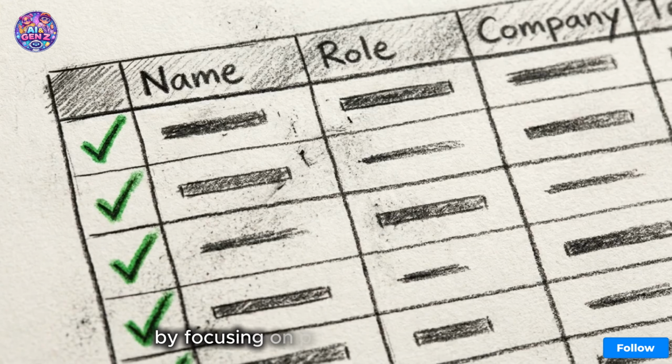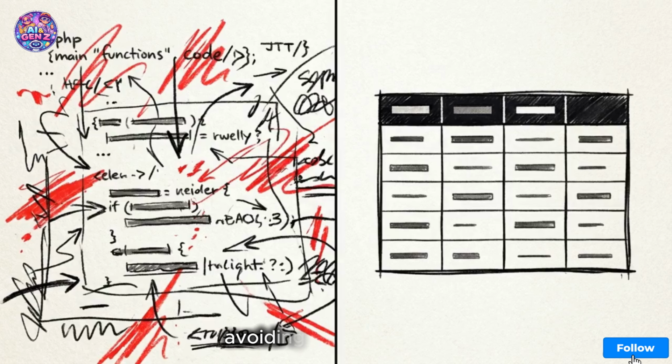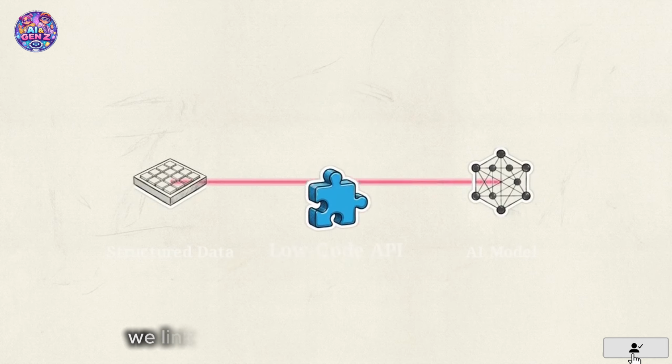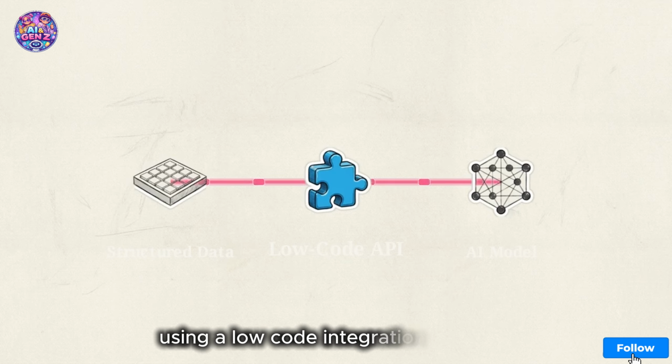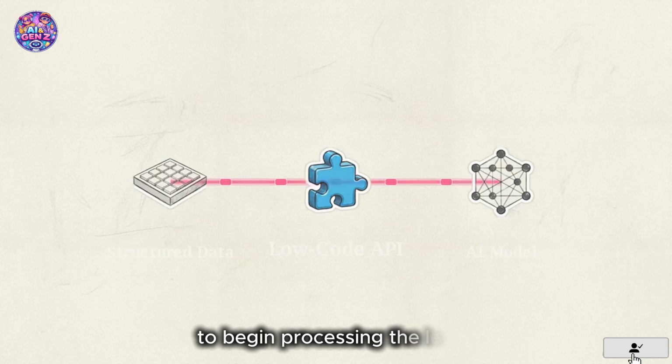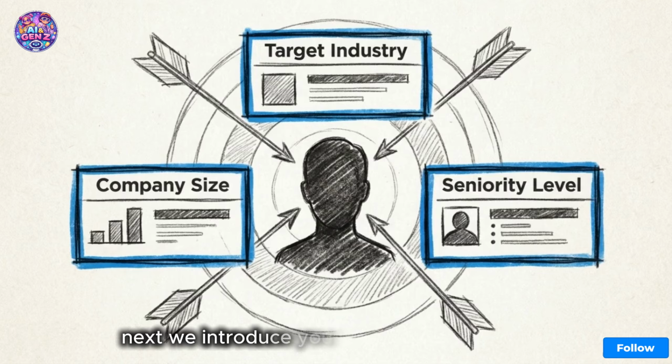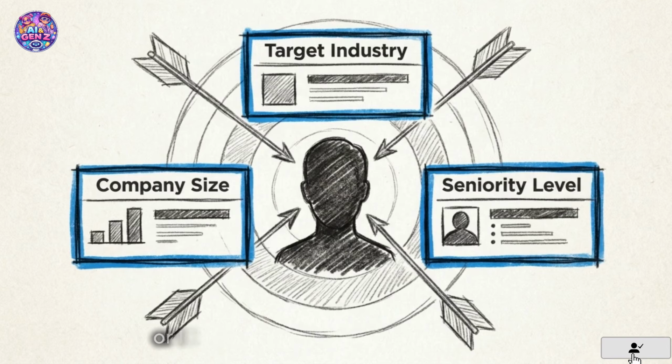By focusing on pristine data extraction, you ensure the structural integrity of the entire automation, avoiding the garbage in, garbage out trap that breaks most sales workflows. With the data structured, we link the spreadsheet directly to an AI API using a low-code integration pathway to begin processing the leads. Next, we introduce your ideal customer profile, or ICP.